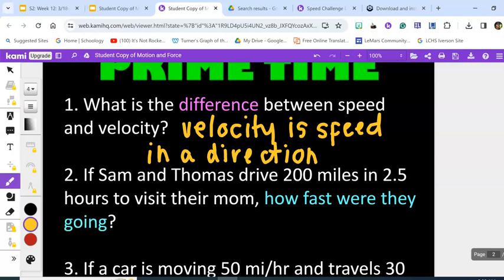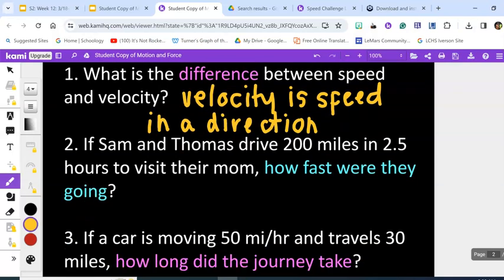Okay, now, if Sam and Thomas drive 200 miles, also, for the record, never ever in the next 9 weeks that we do this, is the answer gonna pop up in a scrolling marquee on my forehead. So now is the time that you need to take out your calculators because we don't have time to stare blankly at each other while no one does anything except me, and I already know this stuff and I don't need to do it. So, absolutely. If Sam and Thomas drive 200 miles in 2.5 hours to visit their mom, how fast were they going?